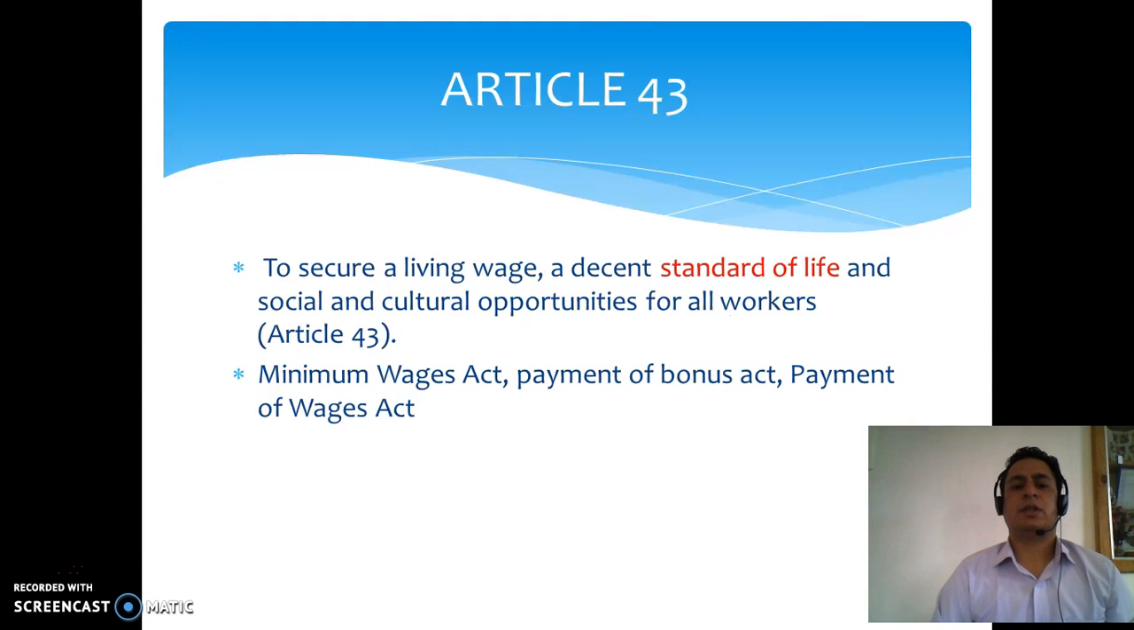Now, Article 43 talks about to secure a living wage and a decent standard of life and social and cultural opportunities for all workers. So, for this, the Minimum Wage Act 1948, the Payment of Bonus Act 1965, similarly the Payment of Wage Act 1936, these have already been brought in by the government, and the government is taking such measures to implement them.